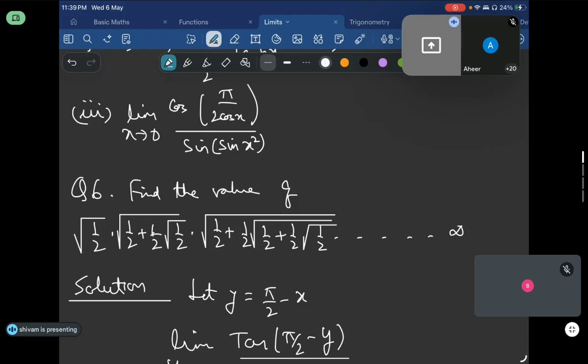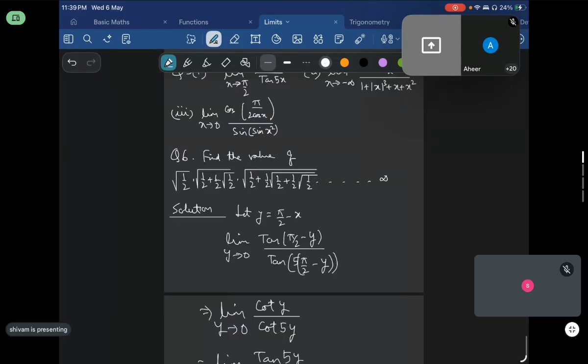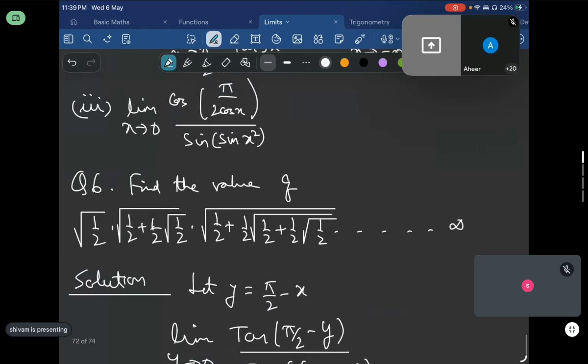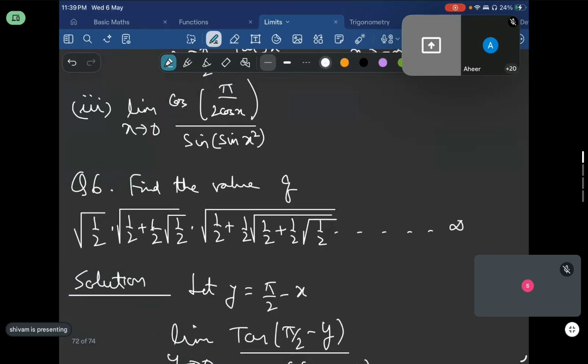Next, solve part 3, everyone. Yes, Soham part 3 is correct. Adrija part 3 is correct. Okay, I'm solving part 3, everyone.